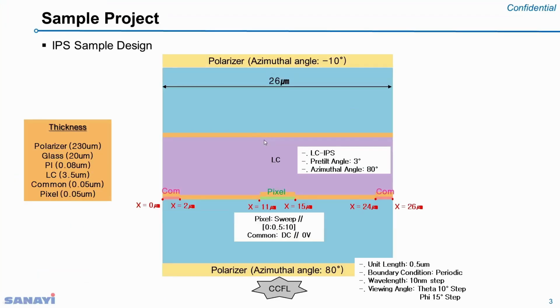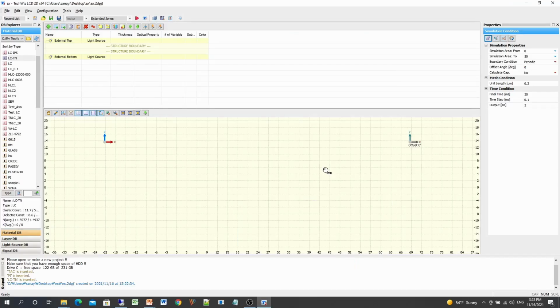So, I will generate this IPS example and explain some specific functions. In this example, there is no color filter. So if you want to check the results, including the color filter, please watch video 7. And let's go back to the program. From now on, I will insert the layers from the bottom step by step.